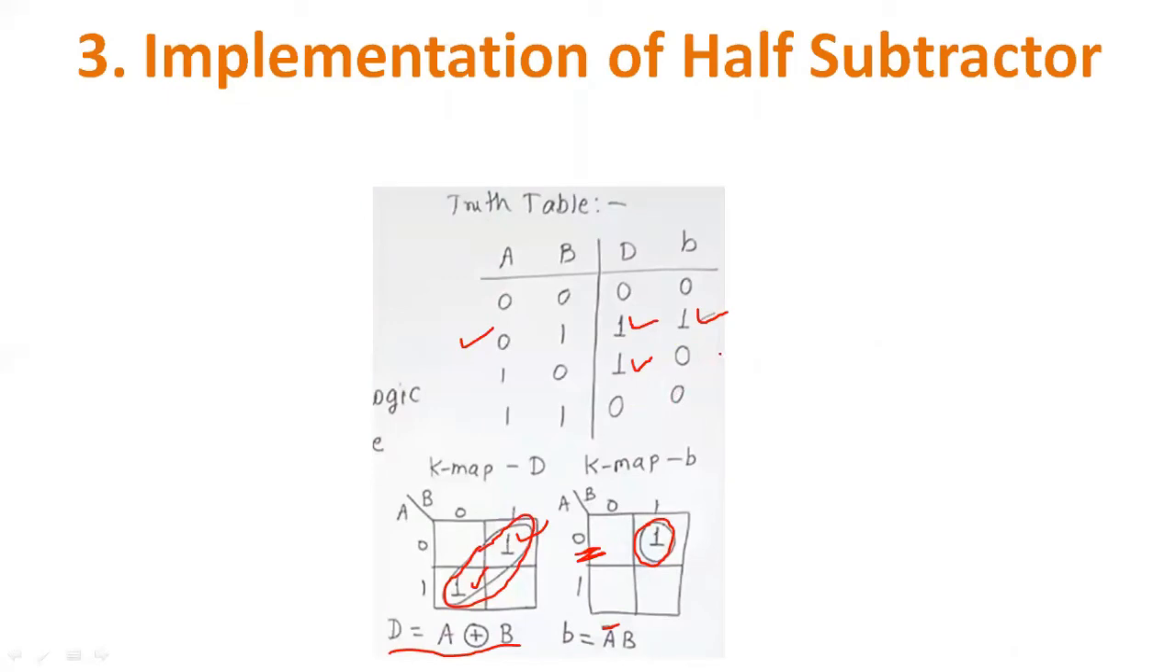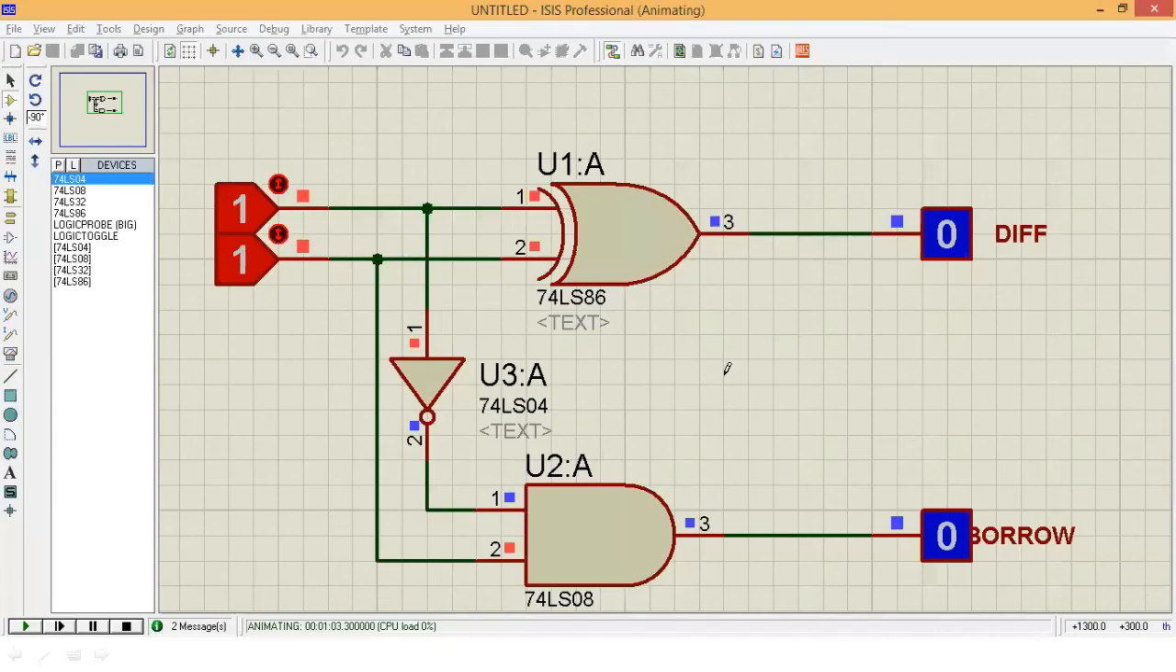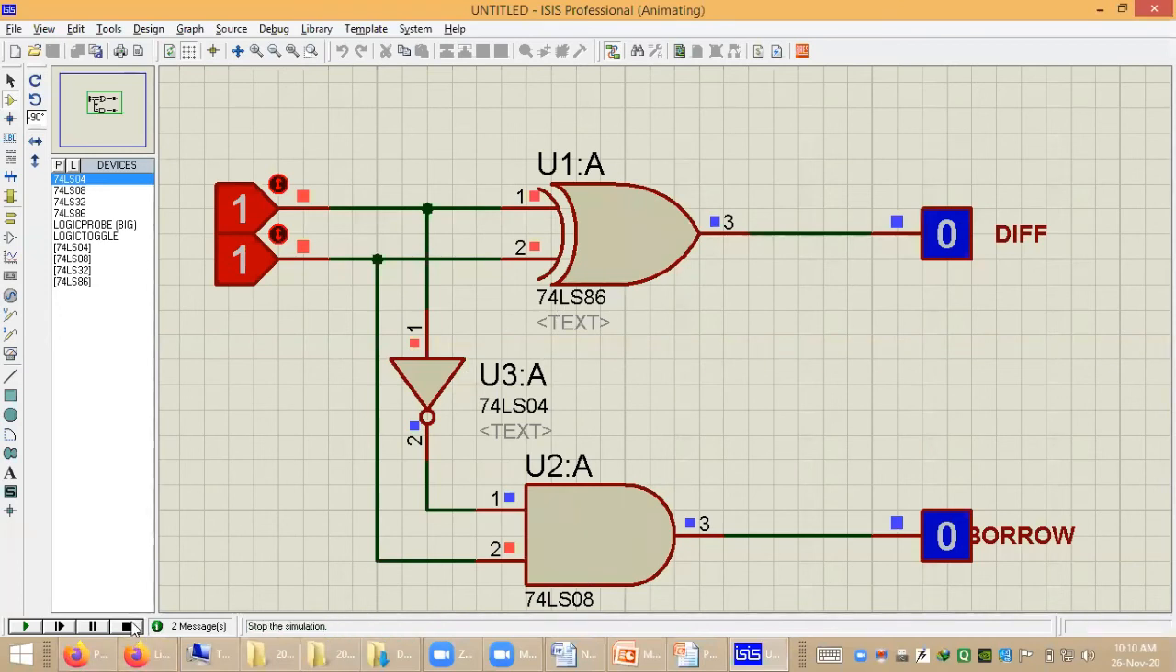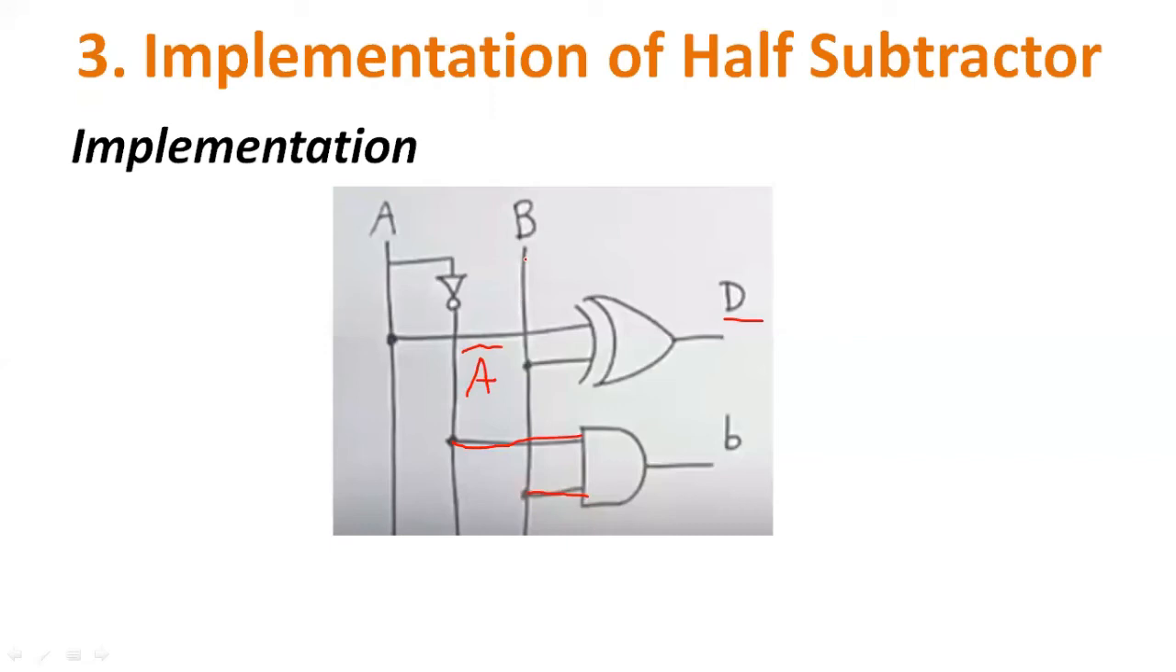Okay, so this is all about the half subtractor. I hope you are understanding this. So this is the final implementation, and we have just cross checked whether this circuit diagram is working correct or wrong. Okay, so it's working fine. Now let us see the full subtractor. So I'll just stop the simulation. Now we will see the full subtractor.